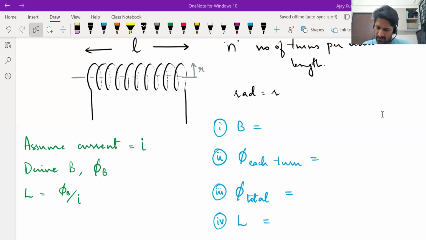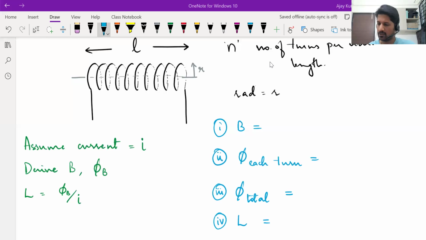I got one answer as n square mu naught A L. Anyway, the radius of the solenoid is given to you, so you can express the area in terms of that. Isha, can you unmute yourself? We'll discuss quickly.